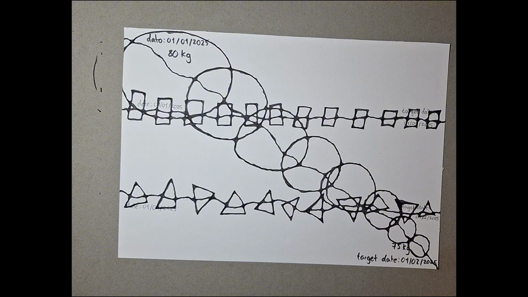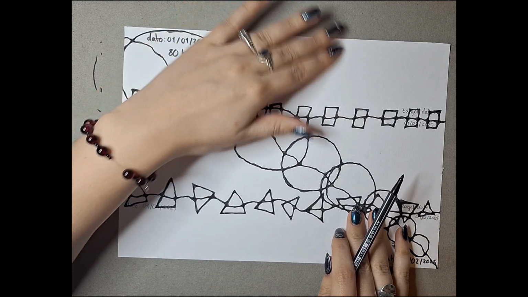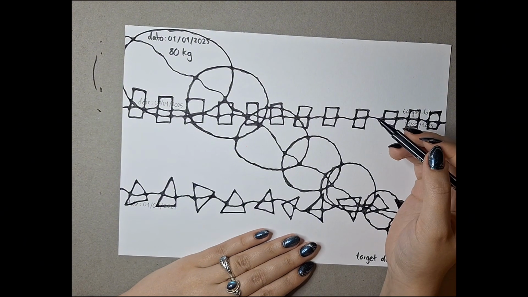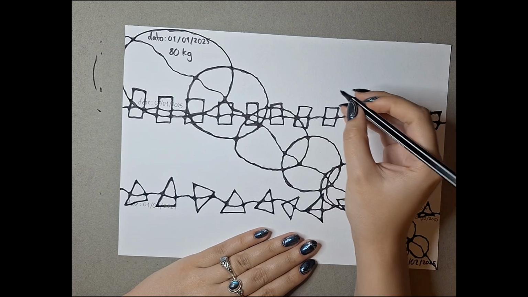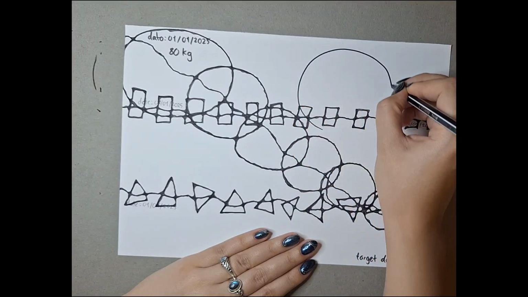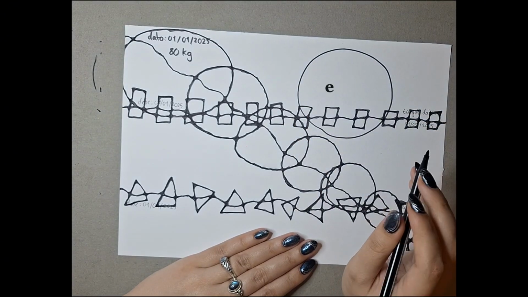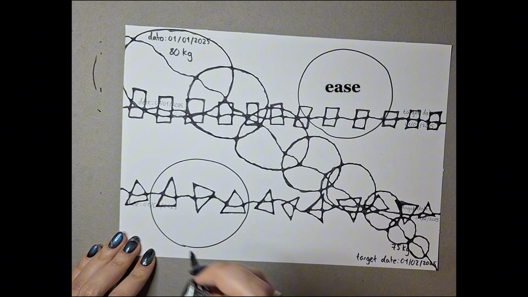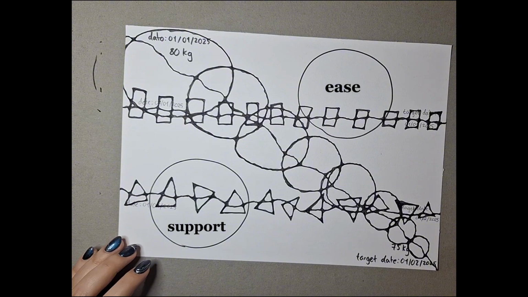Now we make some big circles in the empty space. They're gonna symbolize support, and one of them is gonna symbolize ease. So this is gonna be an easy way of losing weight, right? We really want it to be easy. So we make a circle. This one symbolizes ease, and we also make a circle here. That's gonna be our support. And now you round the sharp edges again.